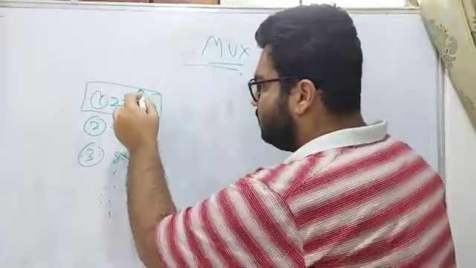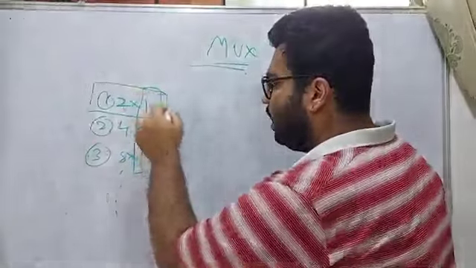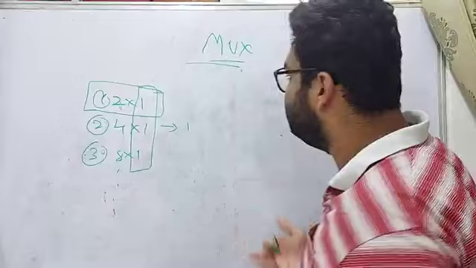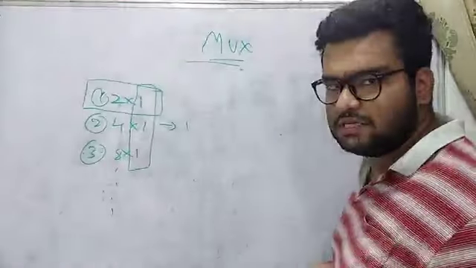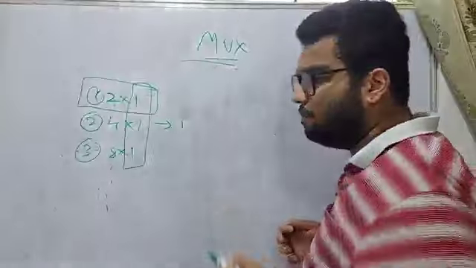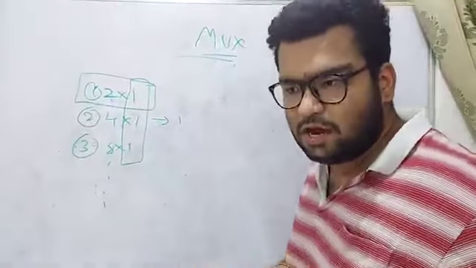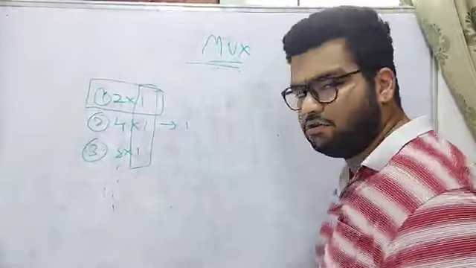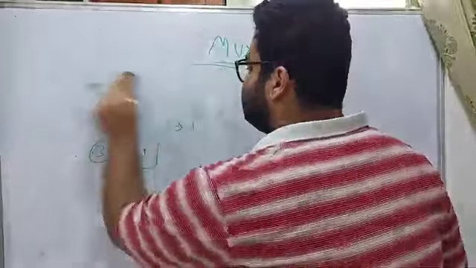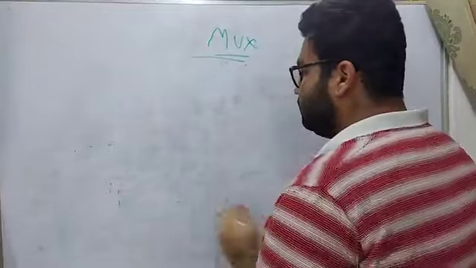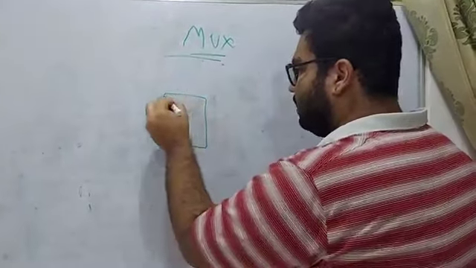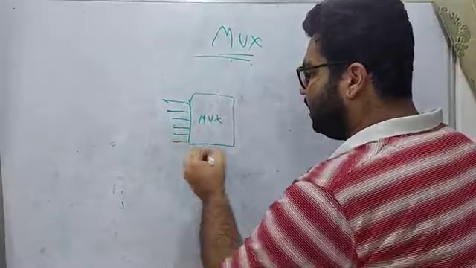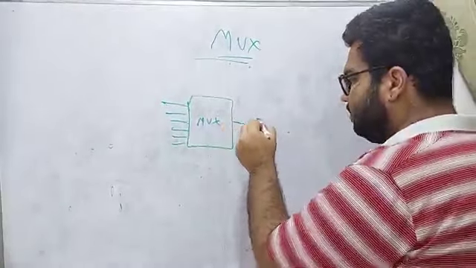As you can observe here, one of the common points is that the output is only one line. A simple definition of a multiplexer is that a multiplexer is a combinational circuit which has many input lines and only one output line. So I can draw a block diagram for you. This is a block diagram. This is our MUX. It may have many input lines, but there is only one output line.